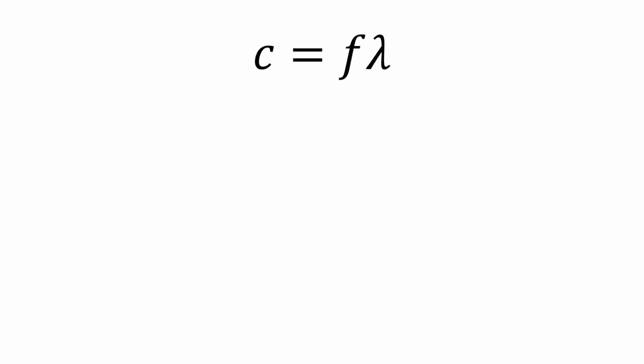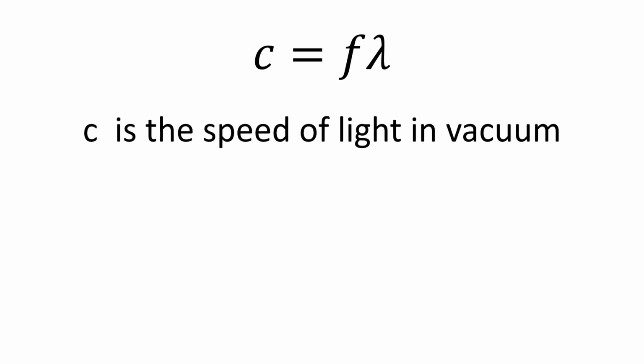This is the equation we're going to be using, and in this equation c happens to be the speed of light in vacuum, and it's a constant. And the f and that weird symbol there, which is the Greek letter lambda, are the frequency and wavelength of the light, and the frequency times the wavelength will always equal that constant. The constant happens to be, in scientific notation here, 3.00 times 10 to the 8th meters per second.